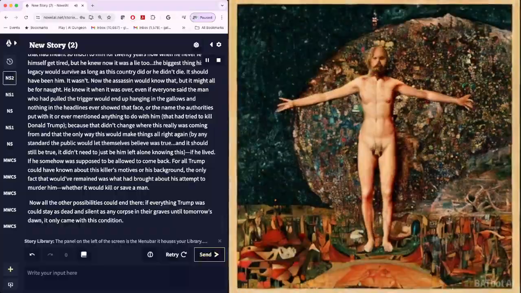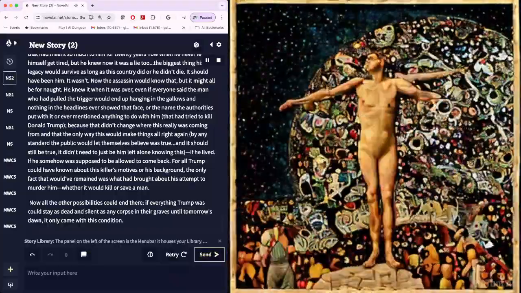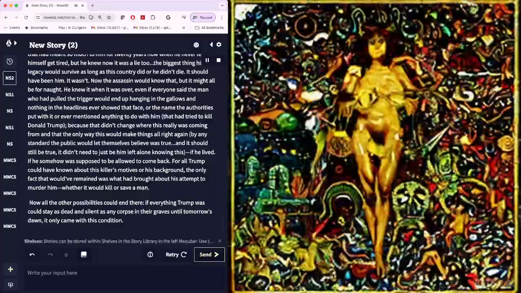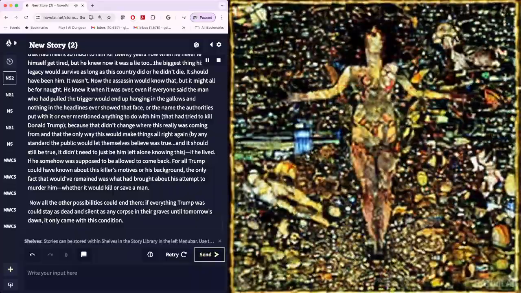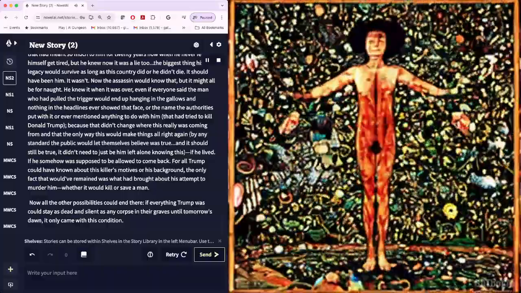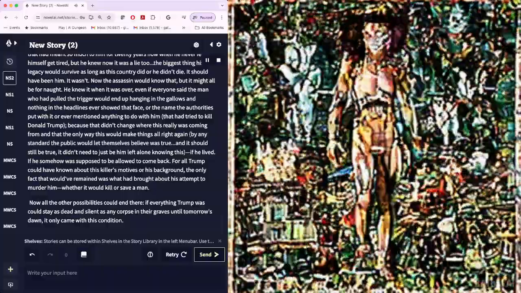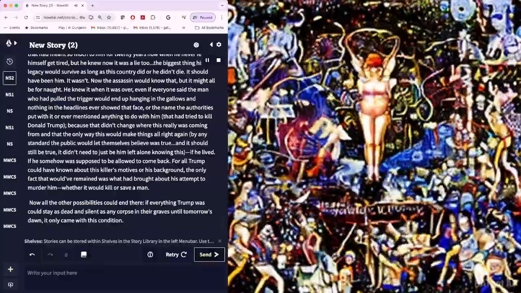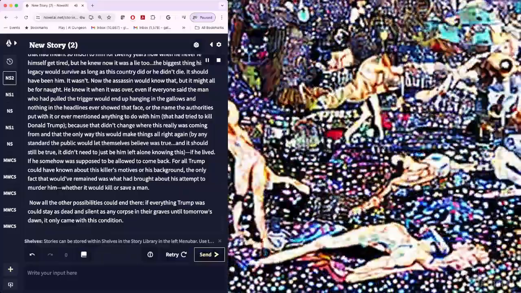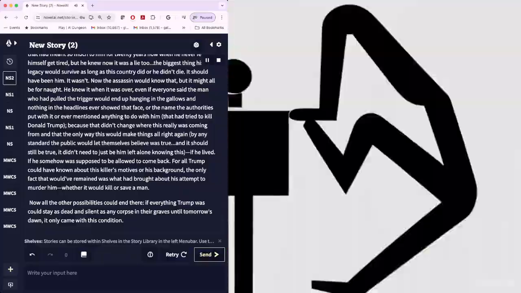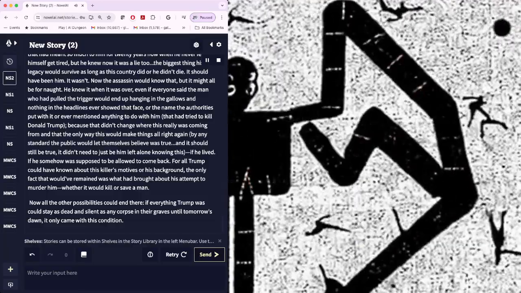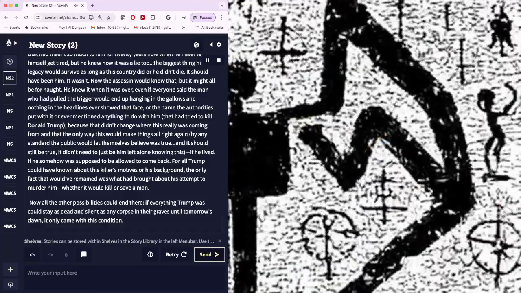It should have been him. It wasn't. Now the assassin would know that. But it might all be for naught. He knew it when it was over, even if everyone said the man who had pulled the trigger would end up hanging in the gallows, and nothing in the headlines ever showed the face, or the name the authorities put with it, or ever mentioned anything to do with him that had tried to kill Donald Trump, because that didn't change where this really was coming from, and that the only way this would make things all right again by any standard the public would let themselves believe was true. And it should still be true.